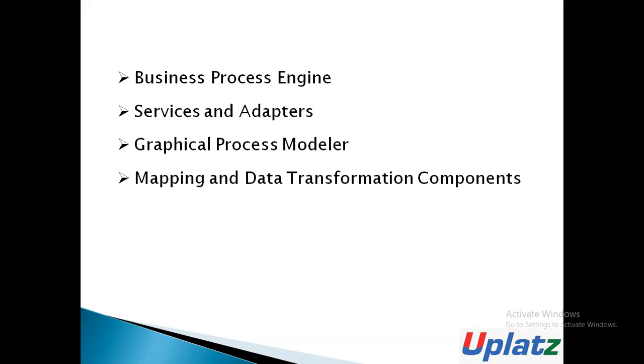Services and adapters, graphical process modeler, mapping and data transformation components. Here the business process engine is where you create a business process in a GPM, the graphical process modeler. After that, you develop the business process, nothing but BPML code, business process modeling language. That code you will deploy into our Sterling Integrator dashboard, like a deploying manager. It will process in the background all your code in BPML. That is the business process engine. All your mappings, everything will be processed in the business process engine.